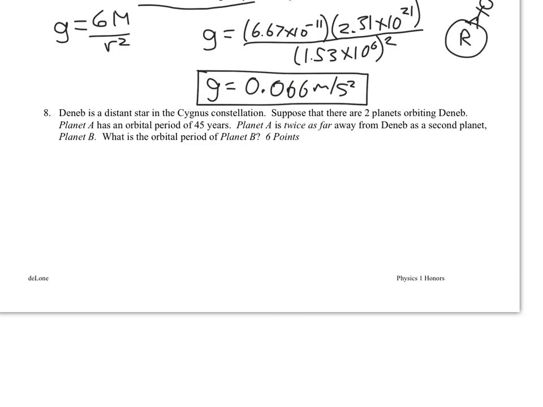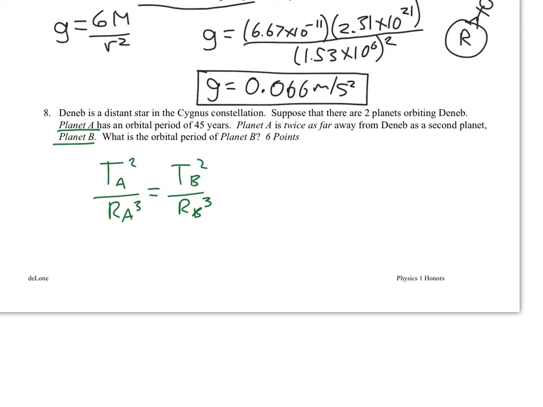All right, for the last problem here, we're given information about a star and two planets that are orbiting it, planet A and planet B. We know some stuff about planet A. We want to figure out the orbital period of planet B. This is a great candidate for doing this form of Kepler's third law, TA squared over RA cubed equals TB squared over RB cubed, because this allows us to compare two things orbiting the same object. In this case, these two planets orbiting this distant star.